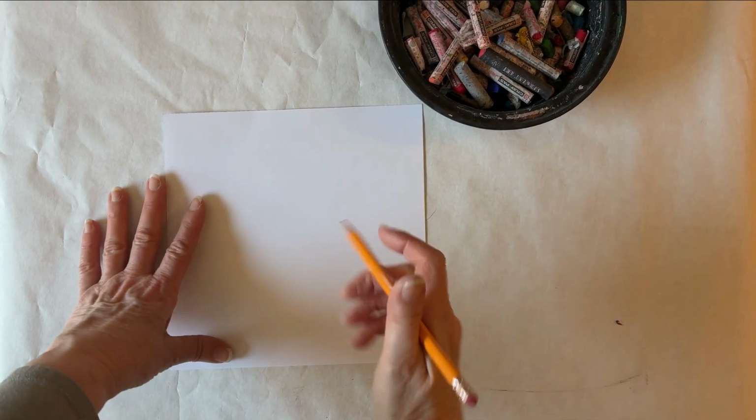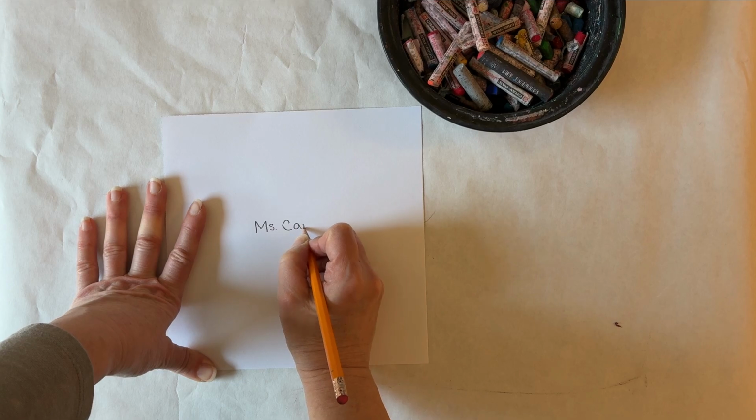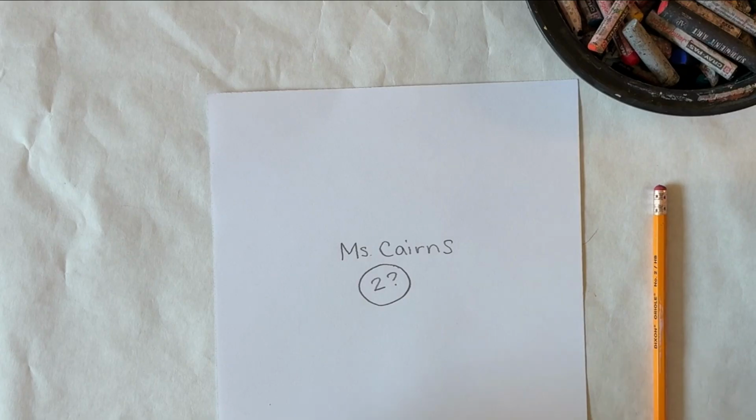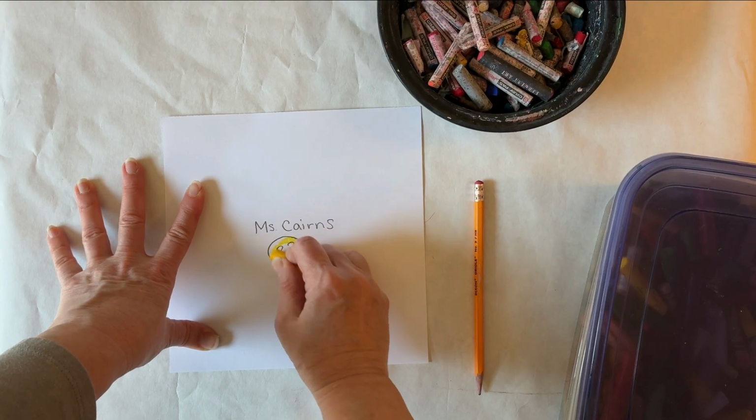When you get your paper, you will write your name and you will write your code. For kindergartners who forget their code, it's a circle with the first letter of your teacher's name inside the circle. And you will take a crayon and color in or color over your code.